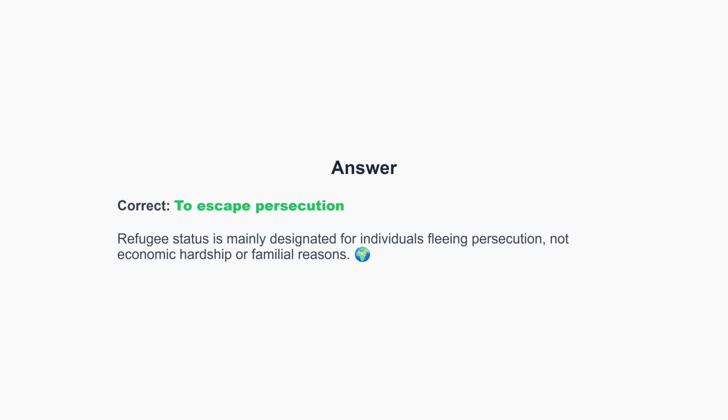The correct answer is to escape persecution. Refugee status is mainly designated for individuals fleeing persecution, not economic hardship or familial reasons. It's an essential distinction in immigration policies.